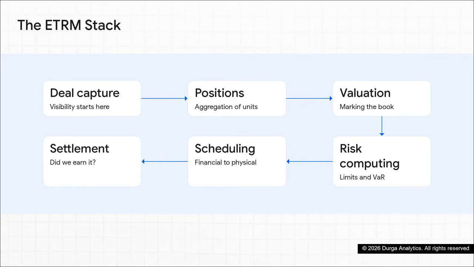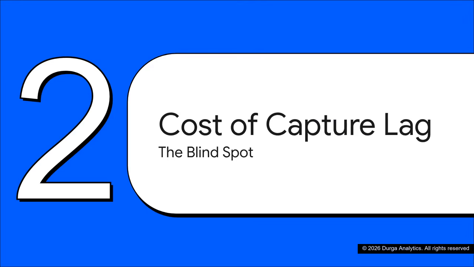Data flows downhill. Your stack starts at layer 1 with deal capture, flowing down into position keeping, valuation, risk computation, scheduling, and finally settlement. Because every single layer consumes the output of the one directly above it, a defect at layer 1, deal capture, inevitably poisons your position, your valuation, your risk, your scheduling, and your settlement. Honestly, desks that spend millions on fancy risk analytics but have sloppy trade capture, they're basically just decorating a house with a broken foundation.